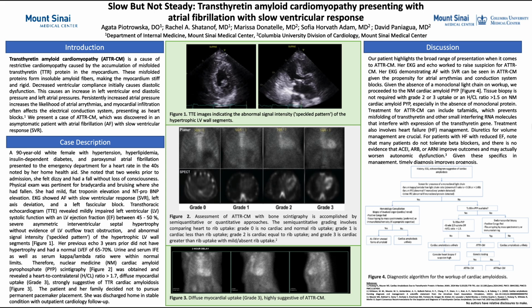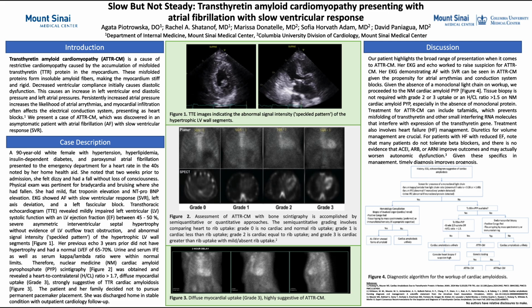Here we present the case of transthyretin amyloid cardiomyopathy that was discovered in an asymptomatic patient with atrial fibrillation with slow ventricular response. Our patient is a 90-year-old white female with a history of hypertension, hyperlipidemia, insulin-dependent diabetes, and paroxysmal atrial fibrillation. She presented to the emergency department due to a low heart rate in the 40s that was noted by a home health aide. She noted that 2 weeks prior to admission, she felt dizzy and had a fall, however did not lose consciousness. On physical exam, the only pertinent findings were bradycardia and bruising from the fall.